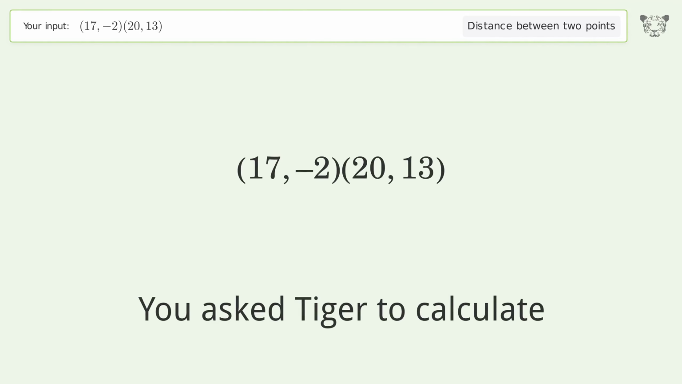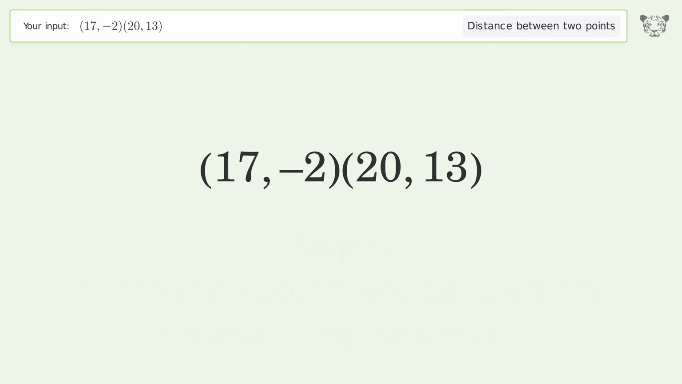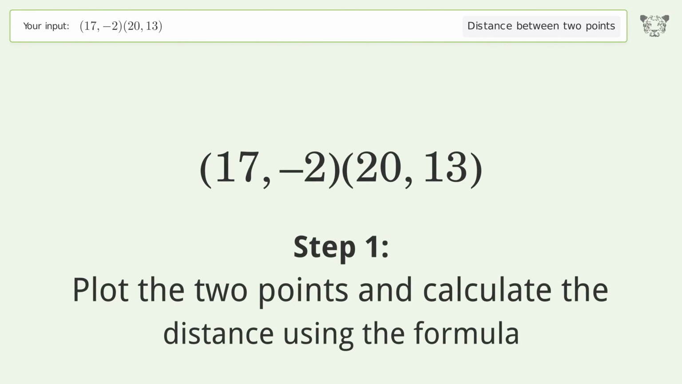You ask Tiger to calculate the distance between 2 points. The distance between the 2 points is the square root of 234, or 15.297. Let's solve it step by step. Plot the 2 points and calculate the distance using the formula.